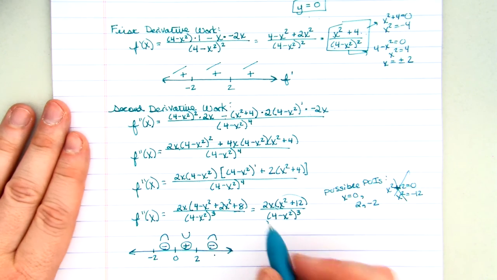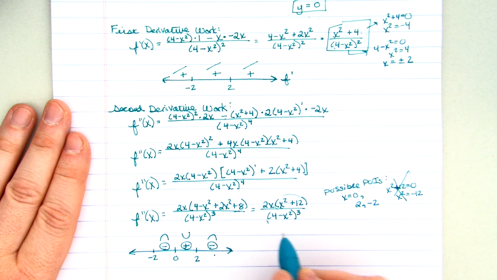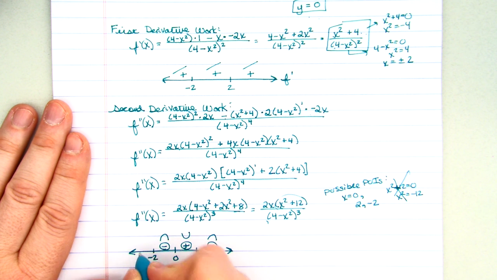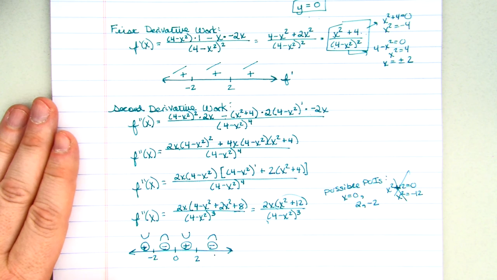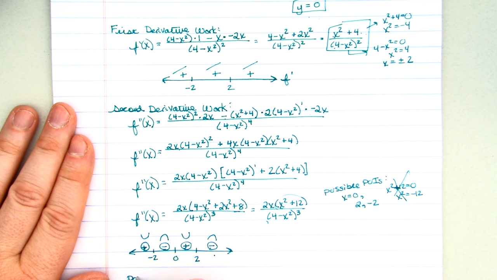Plug in negative 3. Top is negative. Bottom, 4 minus negative 3 in parentheses squared. 4 minus 9, that's a negative. Cubed is a negative. So I've got a negative over a negative. This is a positive. And we've got our signs. Points of inflection: negative 2 comma, 0 comma, 2 comma.